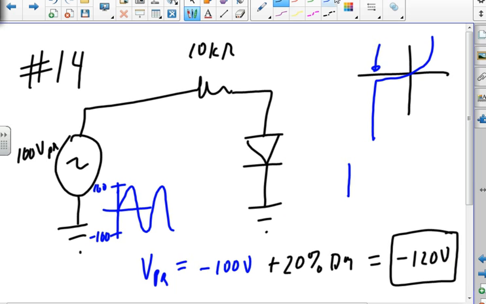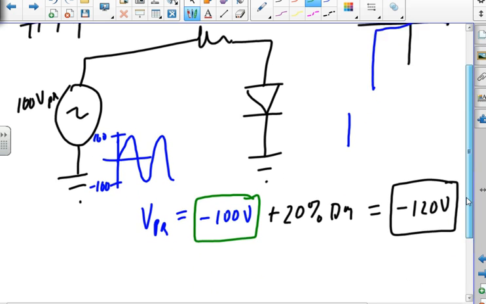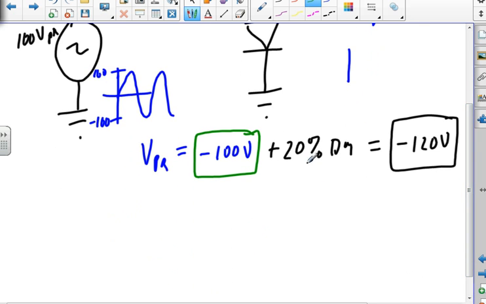The non-thinking response would be minus 100 volts, which I'd probably have to count correct because I'd have to make sure you guys pass, right? Yeah, something like that. But the engineering response would be minus 120 volts because I have to have a design margin in everything.